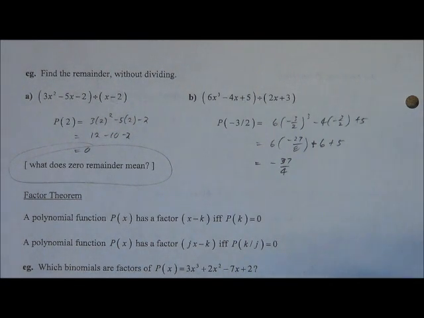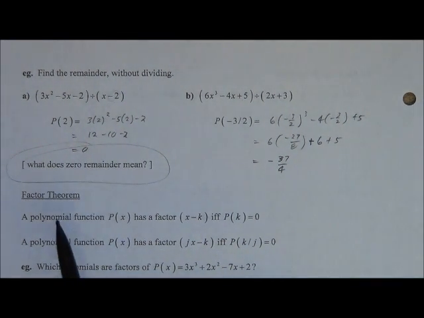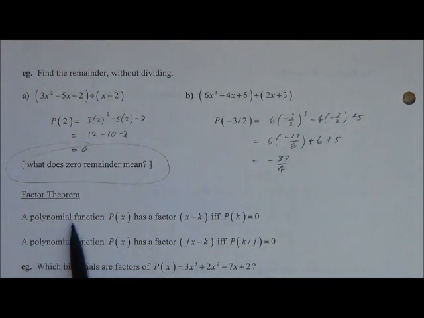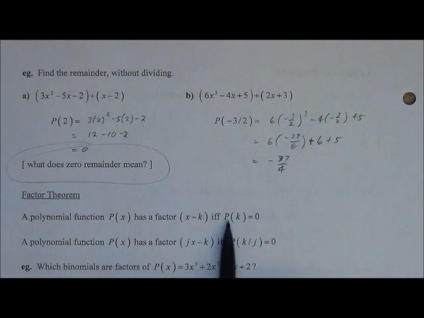Okay, so here comes now the factor theorem that comes right from the remainder theorem. If we have a polynomial function and it has a factor, x minus k, then p of k will give you 0. Or otherwise, if p of k equals 0, that means x minus k is a factor of the polynomial.